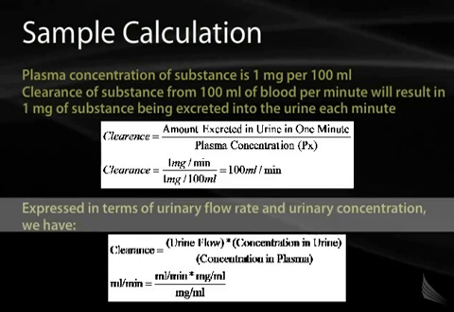We express this in terms of urinary flow rate and urinary concentration. Clearance equals the urine flow times the concentration in the urine over the concentration of the plasma. Milliliters per minute equals the urine flow in mL per minute times the concentration of the substance in the urine in milligrams per milliliter over the concentration of the plasma in milligrams per milliliter. The important equation to remember is the urine concentration times the volume of the urine over the plasma concentration, or UV over P.